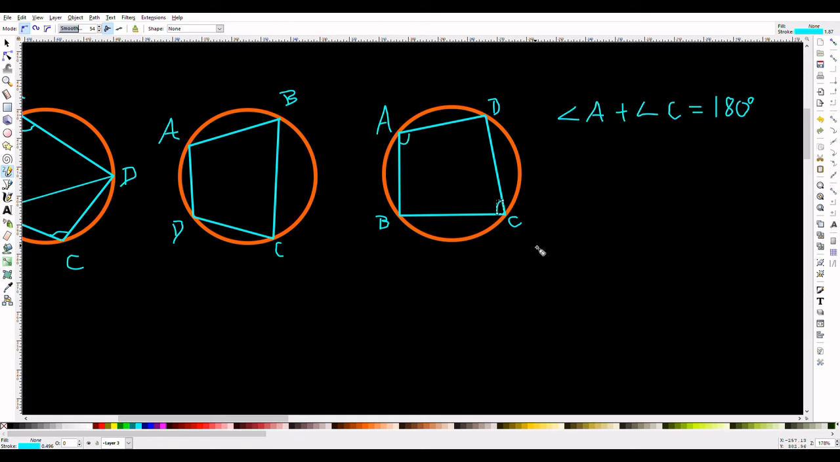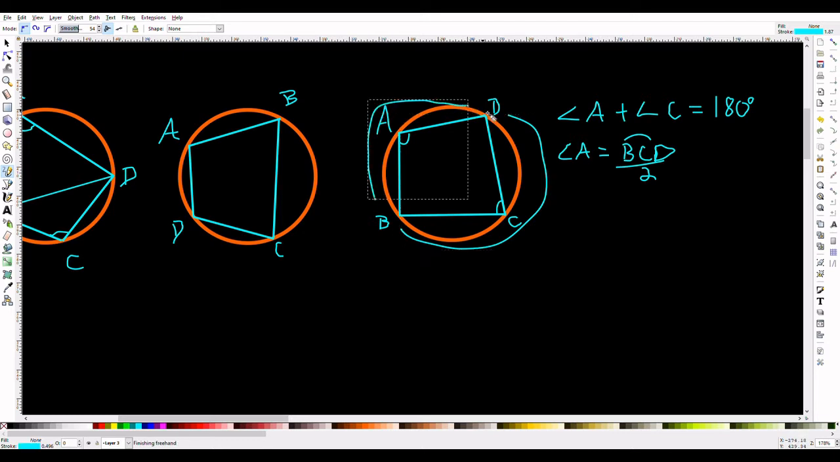But now let's talk about the arc that angle A describes. Angle A equals which arc? Arc BCD over 2 is the same as angle A. Does everyone see why that is? Angle A equals arc BCD over 2. And angle C equals arc BAD over 2. Maybe now you're starting to see what we're talking about.